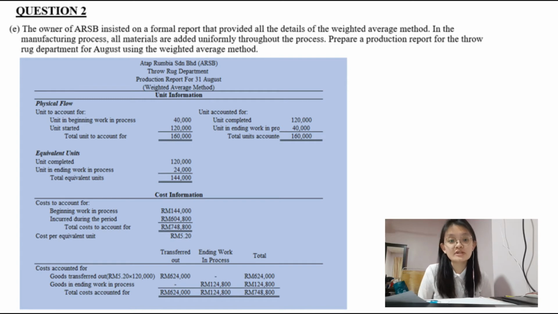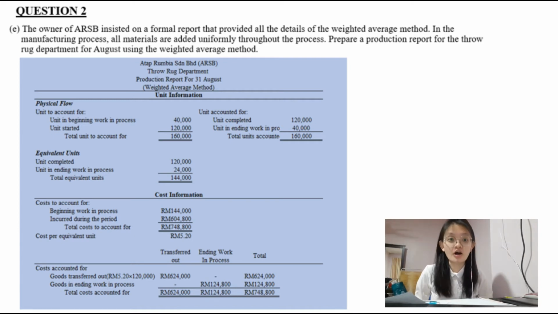For the equivalent units, we need to use the unit completed plus the unit in ending work in process. The unit completed was already mentioned inside question 2A, the calculation, and the unit in ending work in process was already mentioned inside our question 2B. The unit completed of 120,000 will be added with the unit in ending work in process of 24,000, and our total equivalent units will be equal to 144,000.